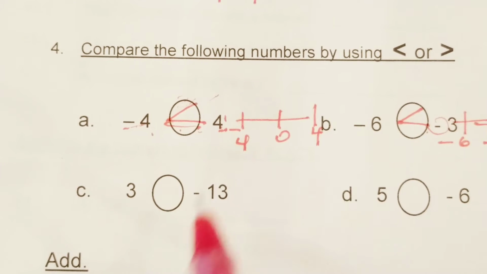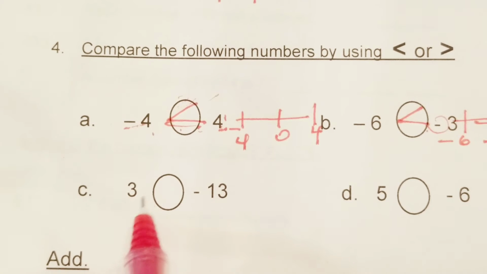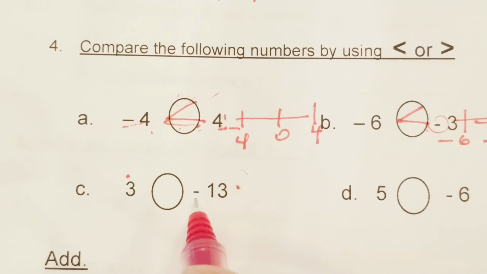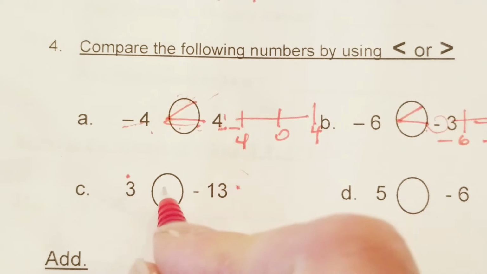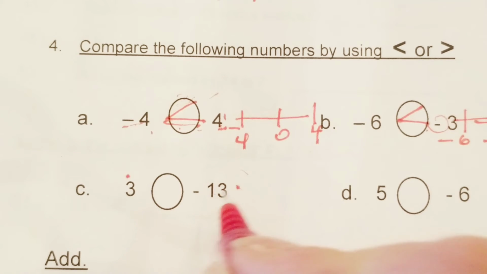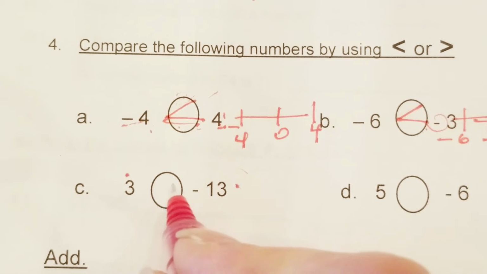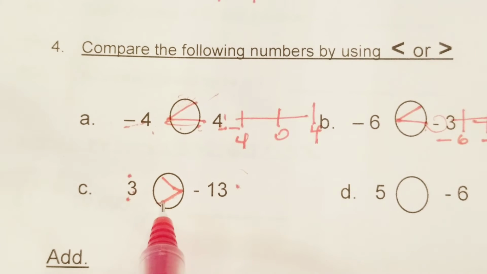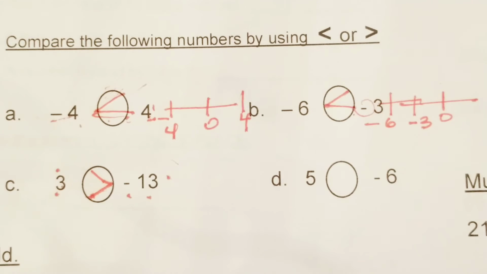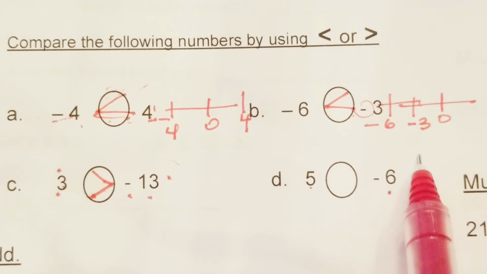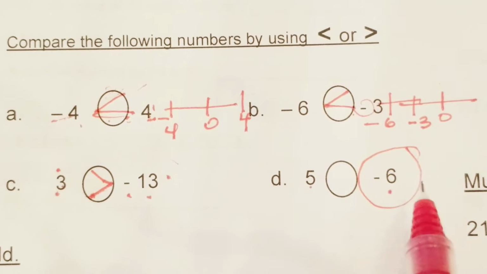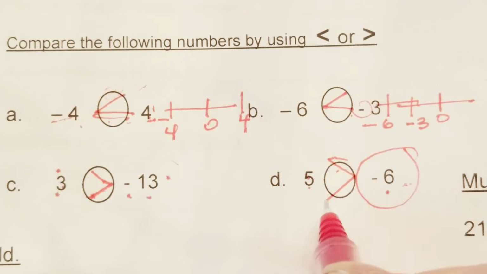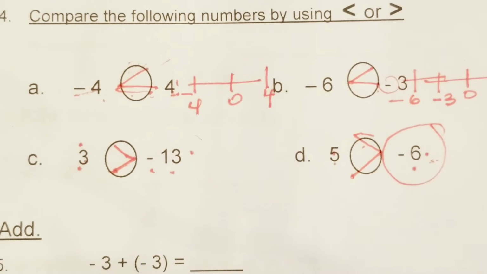Okay, now C here. We have a positive number, 3, and we have a negative number, -13. So obviously this negative number is less than 0. It's 13 to the left side of the number line, so it's going to be less than 3. So 3 is greater than -13. Then we have 5 and -6. Just check this out, this is a negative number, so -6 is less than 5. So 5 is greater than -6.